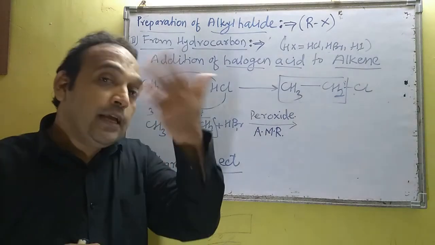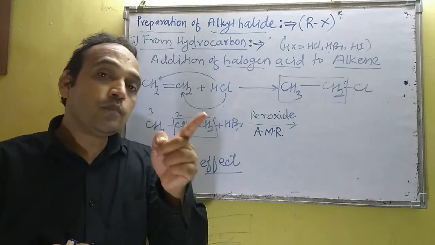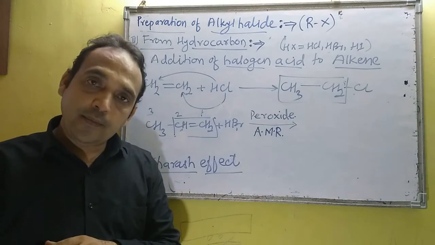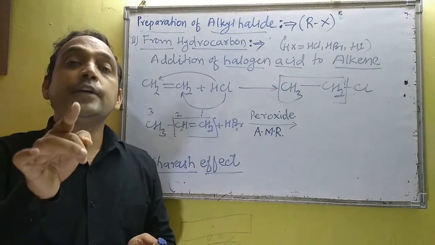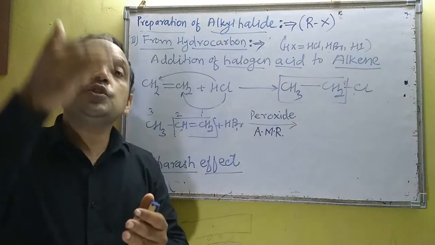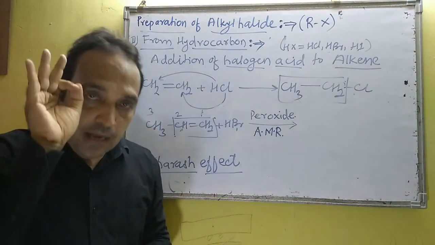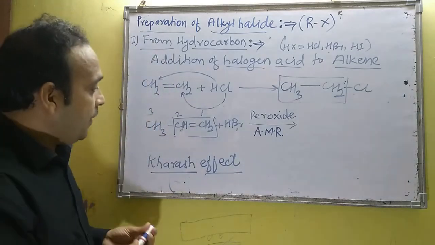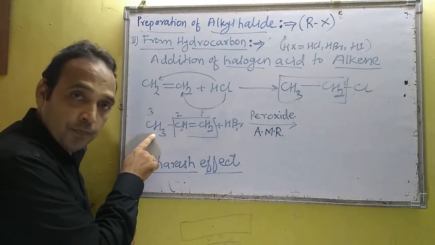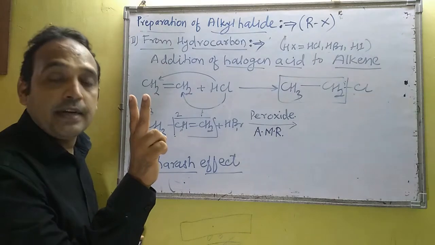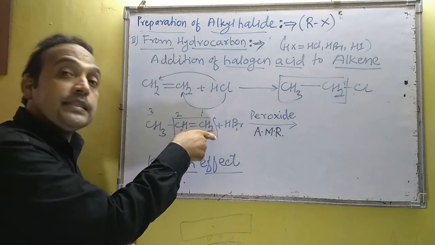Now according to anti-Markovnikov rule: in Markovnikov rule, the negative part attaches to that carbon which has less number of hydrogen atoms or is more alkylated. In anti-Markovnikov rule, the negative part attaches to that carbon which has a large number of hydrogen atoms or is less alkylated. Now here carbon number 2 has one hydrogen atom and one alkyl group. Carbon number 1 has 2 hydrogen atoms, no alkyl group. It is the more hydrogenated or less alkylated carbon.